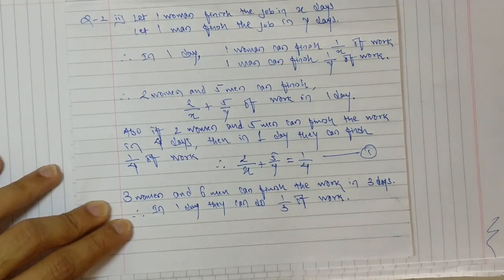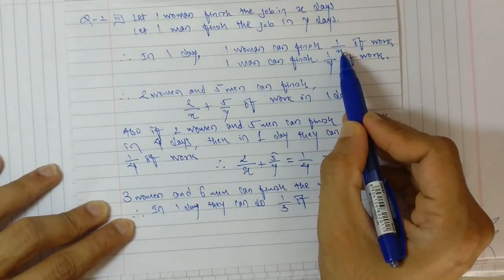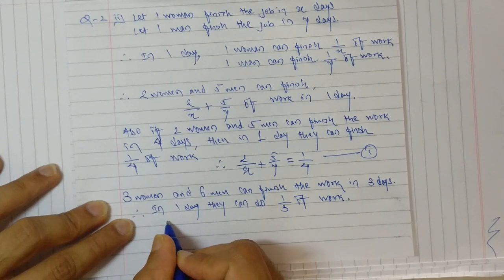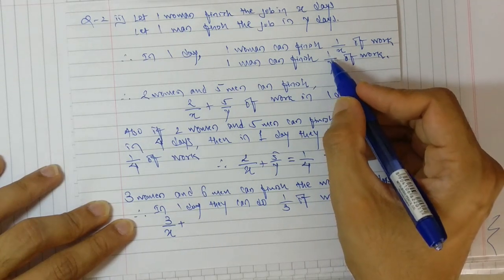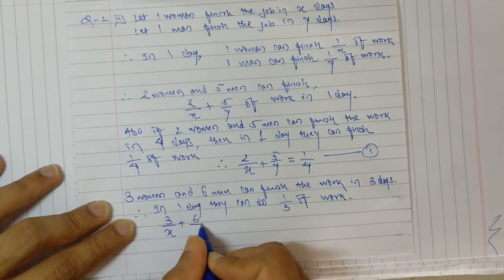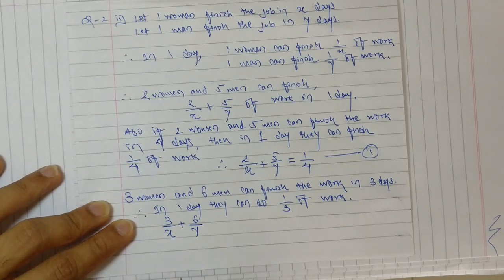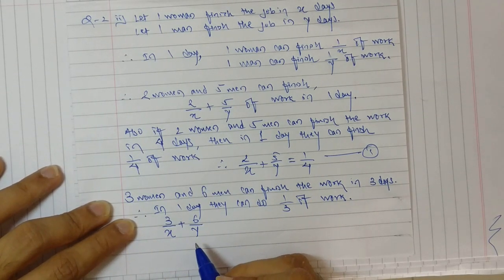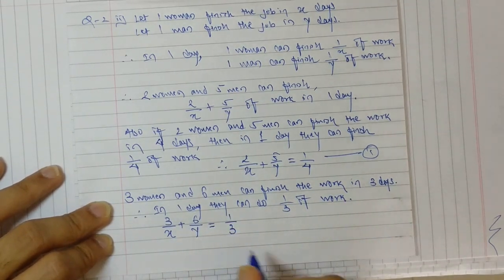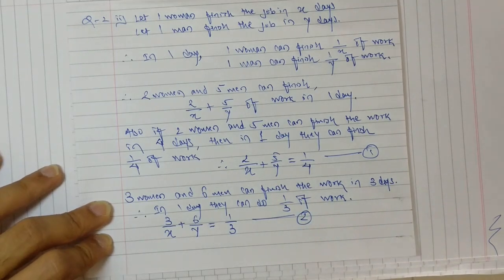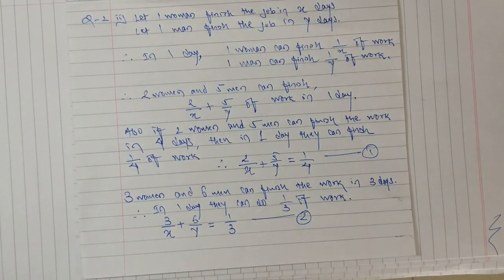So how to form it in an equation? 3 women. So 1 woman can finish 1 by X of the work. So 3 women can finish 3 by X of the work. 1 man can finish 1 by Y of the work. So 6 men can finish 6 by Y of work. And their 1 day's work is equal to 1 by 3 of work. So that is the second equation: 3 by X plus 6 by Y is equal to 1 by 3. So this is a time and work problem.